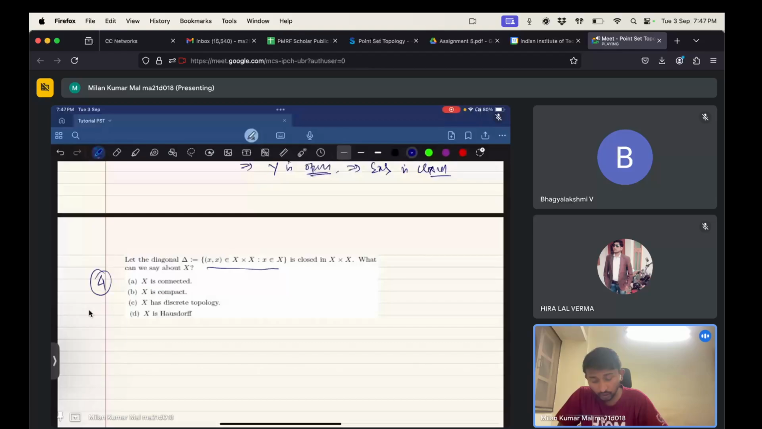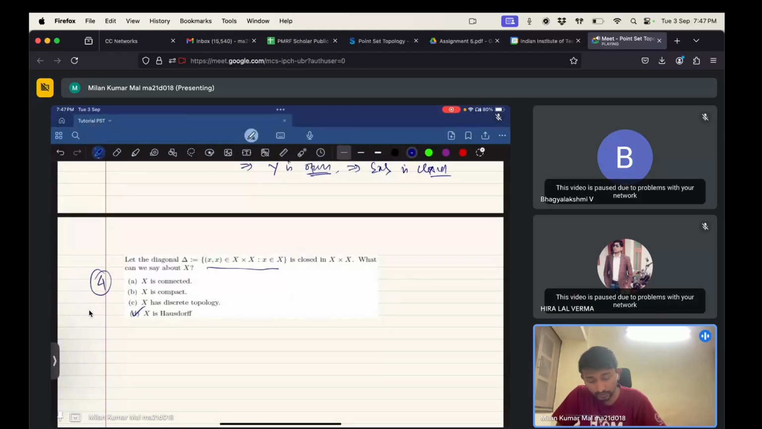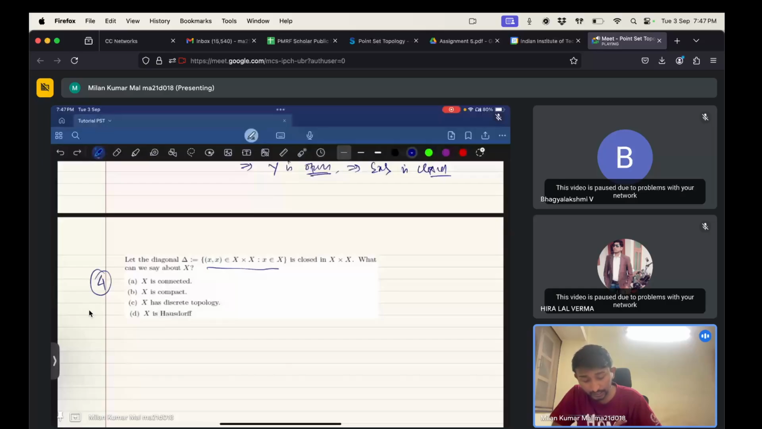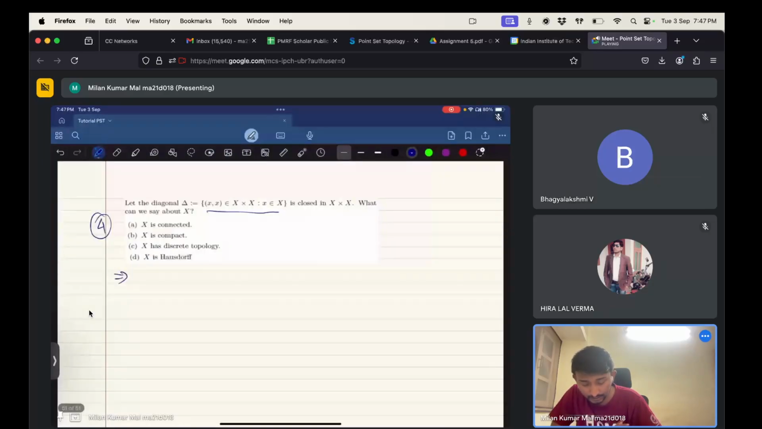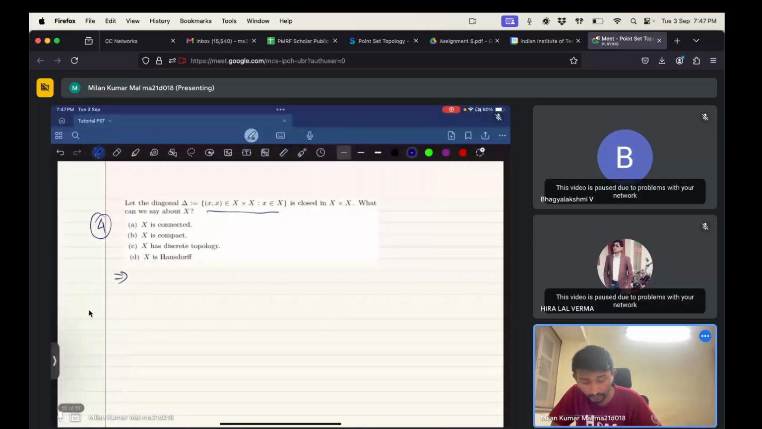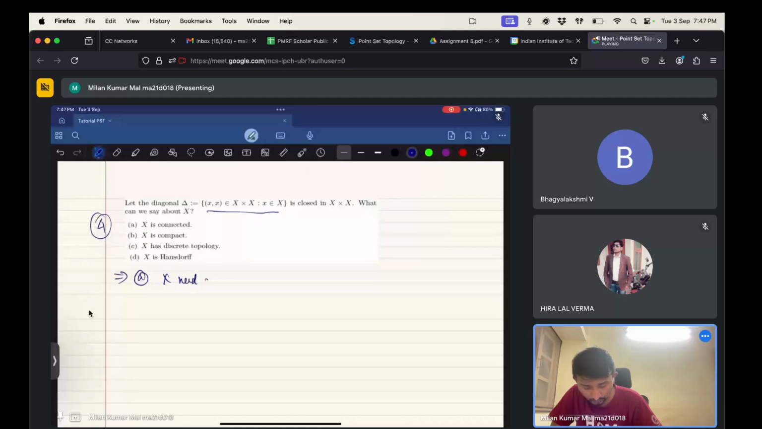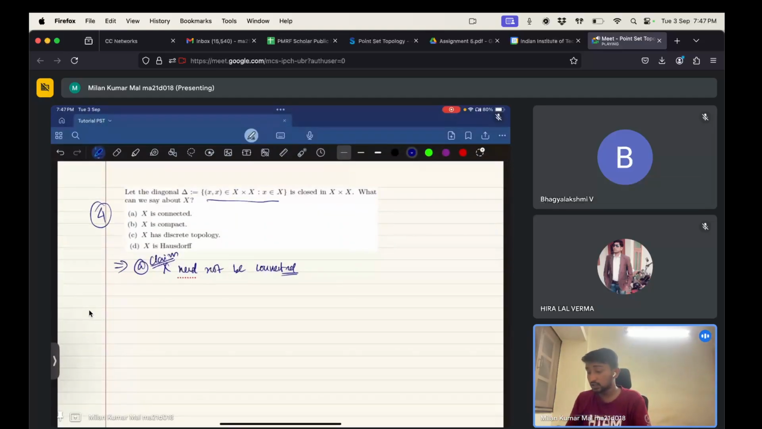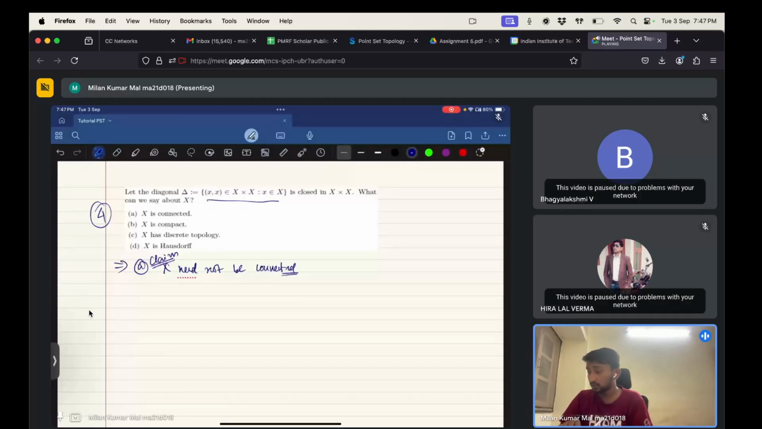That I will prove one by one. Let's first check whether X is connected or not. My claim is that for option A, X need not be connected. This is the claim. How will I prove this claim? I have to give some counterexample where the diagonal is closed. Let's take X with the discrete topology.